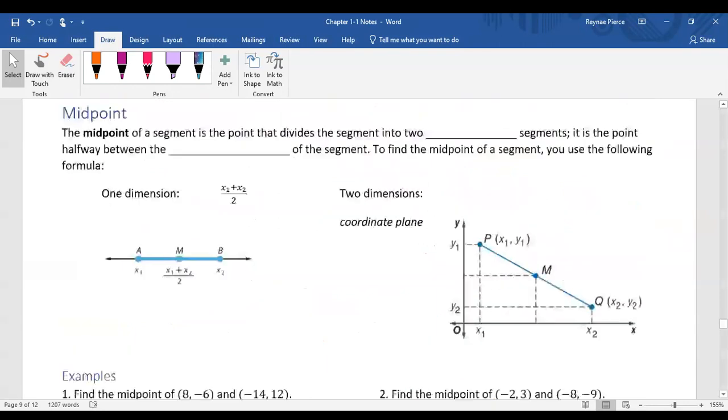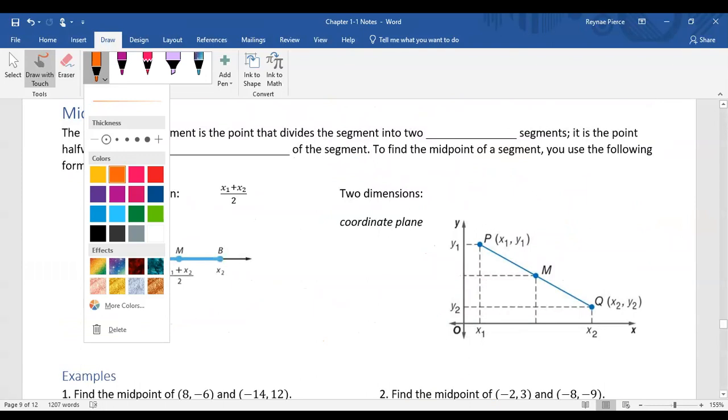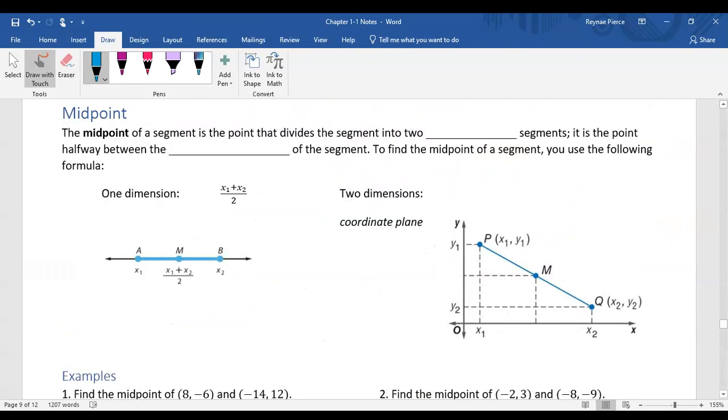And that is the midpoint, okay? The midpoint of a line segment. Midpoint sounds like middle. It is the point that is in the middle of the line segment. It divides a segment into two congruent segments. It is halfway between the endpoints.